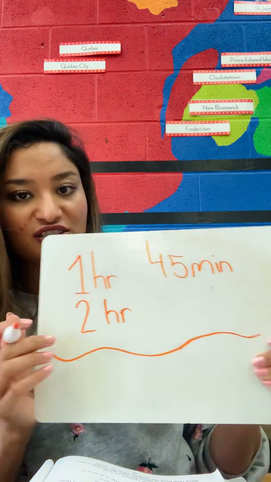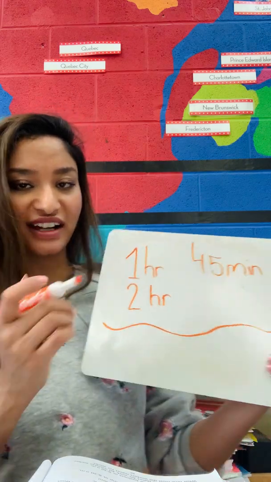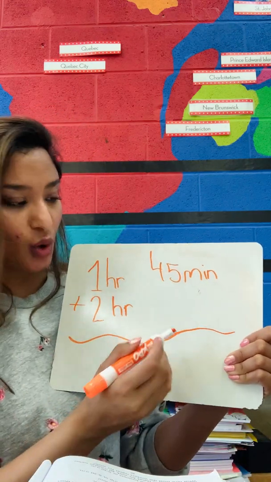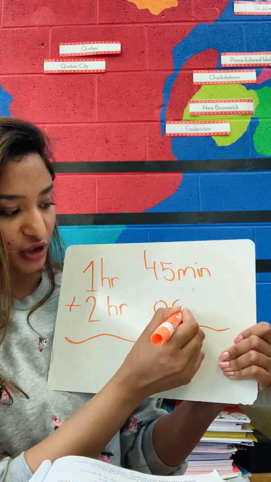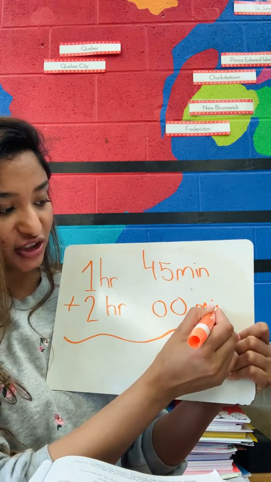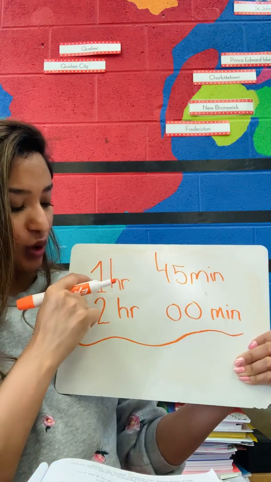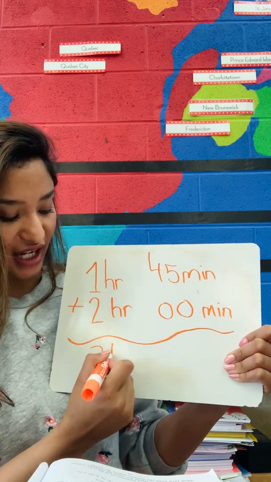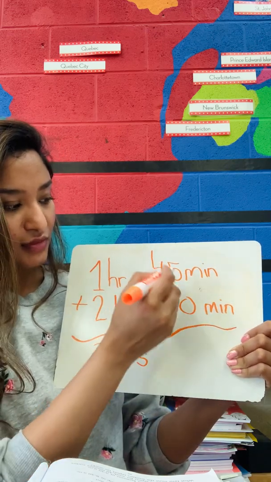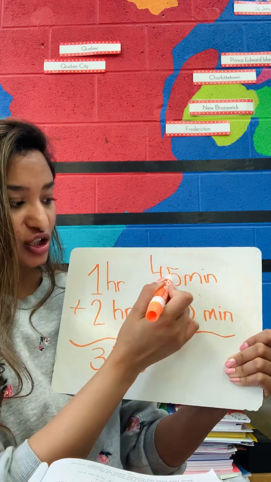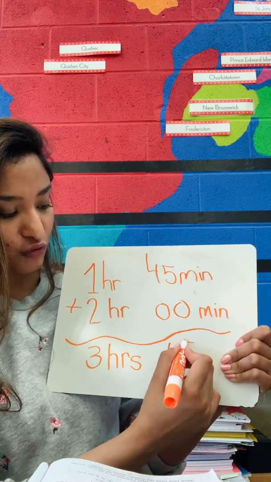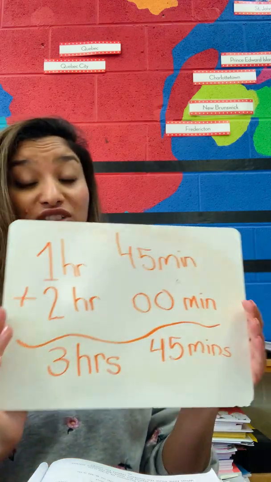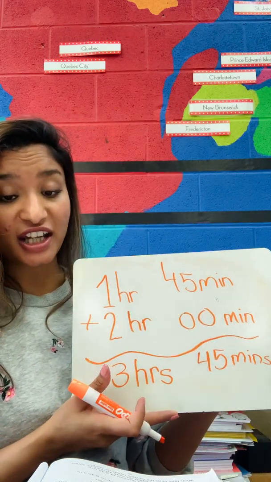Well, my line is not straight, so I just made it into a squiggly line. Okay, so we know that we are adding. Now, do we have any minutes to add to this? No, we don't. So I'm just going to put a 0 so that I know I have no minutes to add. Now, 1 plus 2 gives me what? It gives me 3. I have my hours. And do I have any other minutes to add? So I just write down my 45 minutes. Okay, so that's how you add your time.